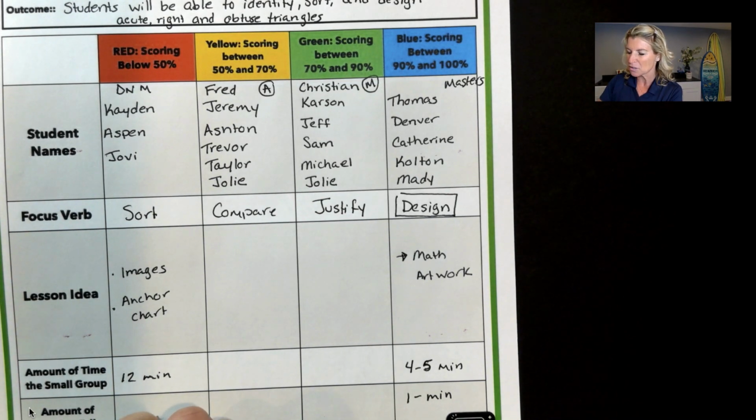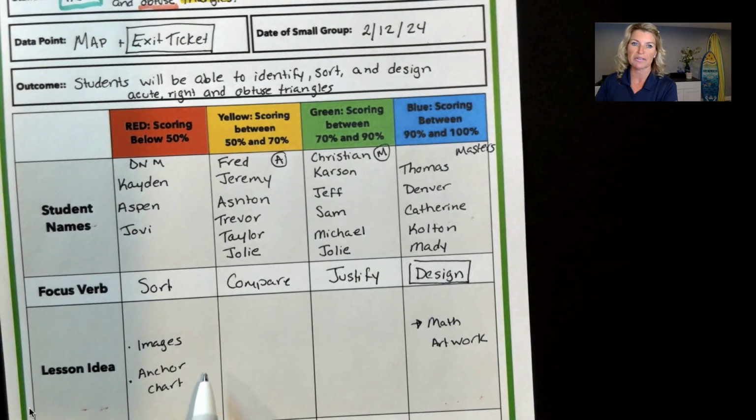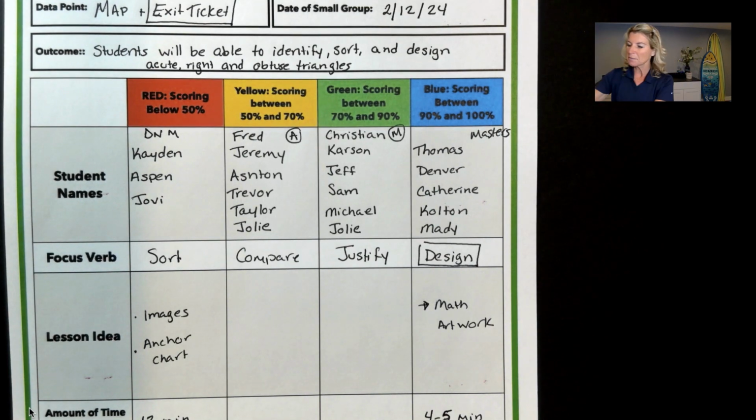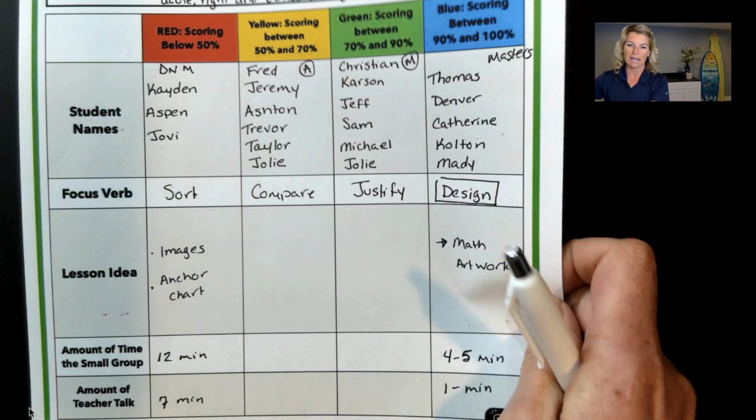I still want the students to be able to sort. I still want them to share out what they're seeing. I want them to identify. So my talking time might be a little bit more just because I need to make sure that the students understand that concept.